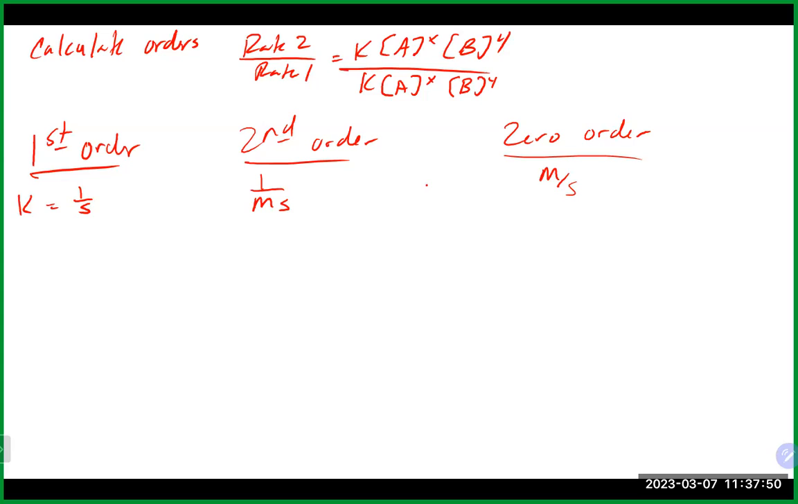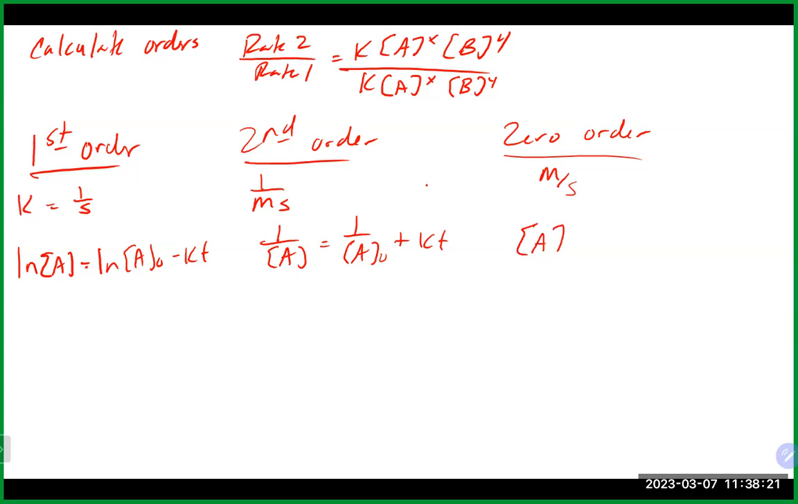And there were concentration-time integrated rate laws for these. For first order, it's the natural log of A equals the natural log of A naught minus kt, where A is the final concentration and A naught is the initial concentration. For second order, it's 1 over the final concentration equals 1 over the initial concentration plus kt. And for zero order, it is the final concentration equals the initial concentration minus kt.